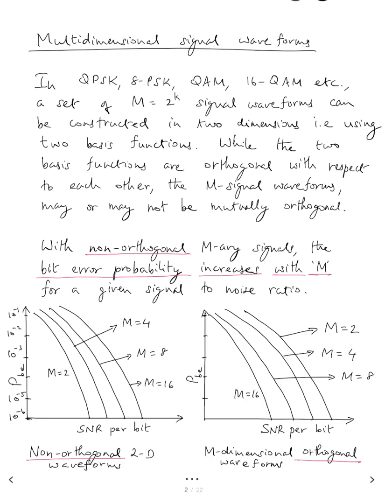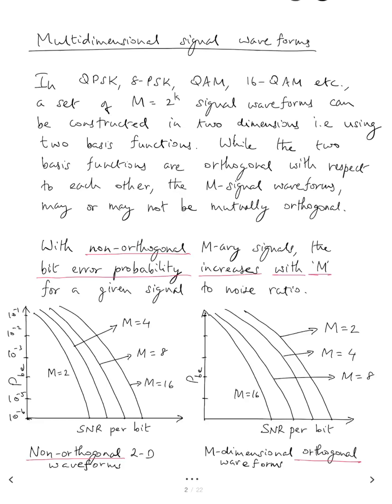What is the advantage of doing this? The advantage of having orthogonal signals is that it allows us to have a lower bit error probability for a given signal to noise ratio. Okay, so let's look at this.